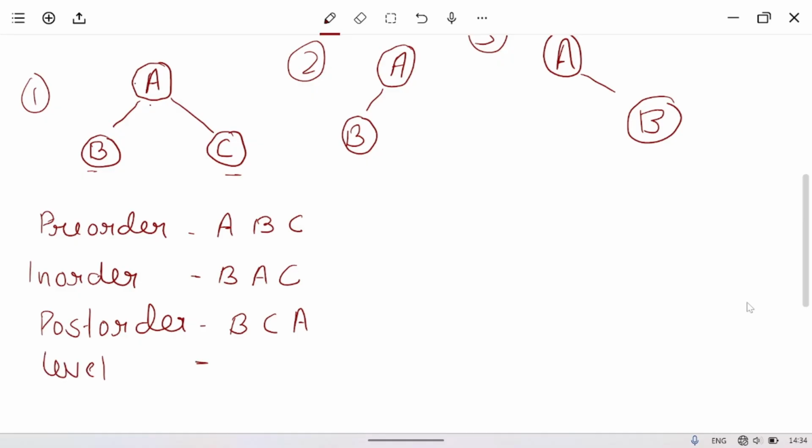For level order traversal, we have to go level-wise. First this level, then the next level. Start from this level, A, and for the next level start from left to right. Always go left to right. Then B, then C. This is the traversal for this type of tree.